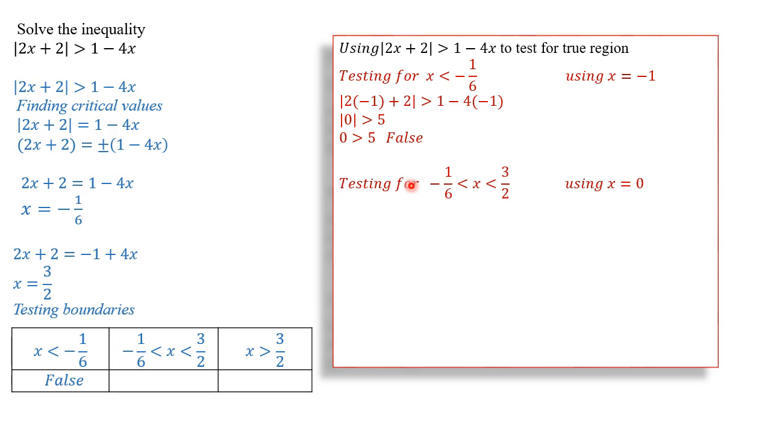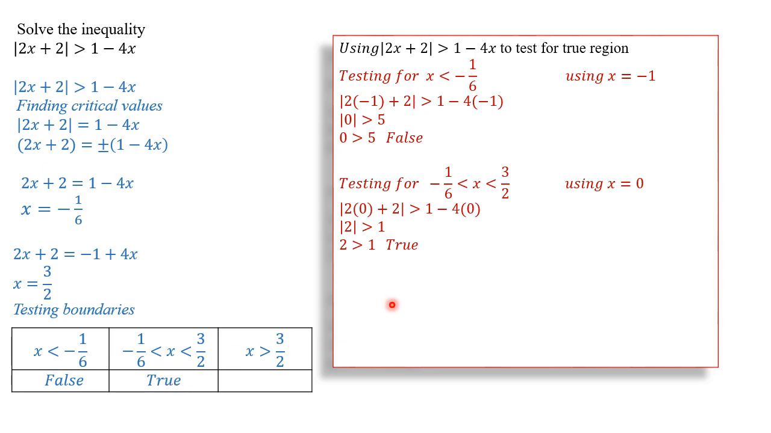Then we test the next region, minus 1 over 6 less than x less than 3 over 2. We need a number between minus 1 over 6 and 3 over 2. We can take 0 or 1; in this case we use 0. Putting 0 in, we have modulus of 2 greater than 1, so 2 is greater than 1. This statement is true, which makes this region true.